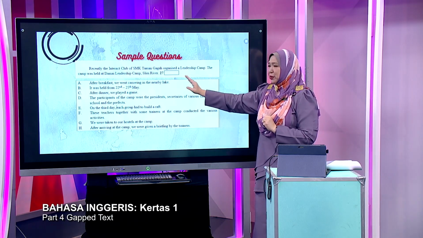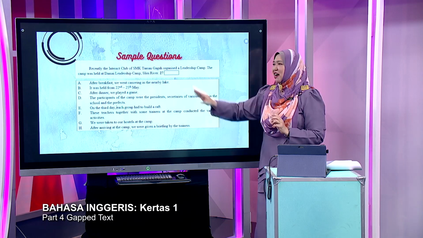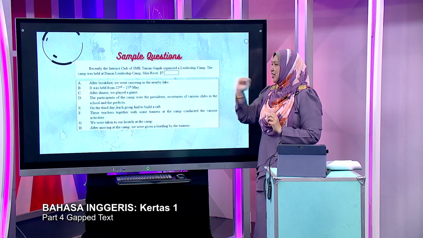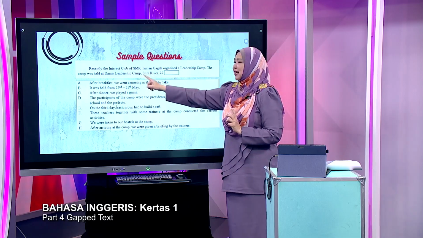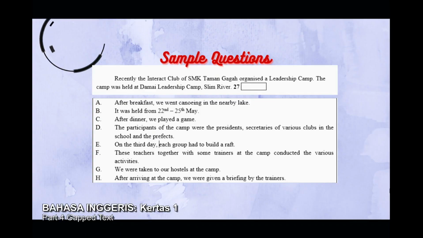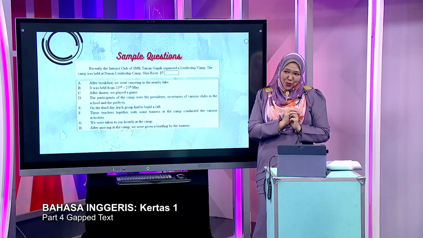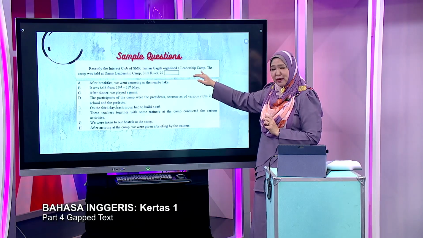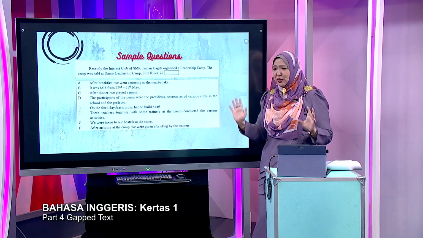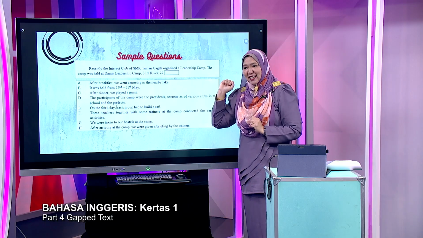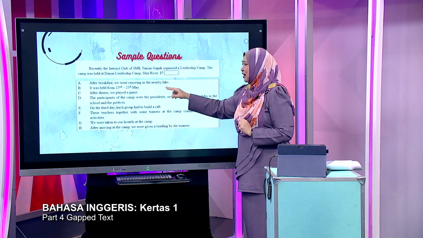So, what do you think the sentence after this is? Is it "After breakfast we went canoeing in the nearby lake"? Are we talking about the activities? No, not just yet. This is the first paragraph, so we are not talking about the activities. Second, "It was held from 22nd to 25th May." So, the where, and we have the when.